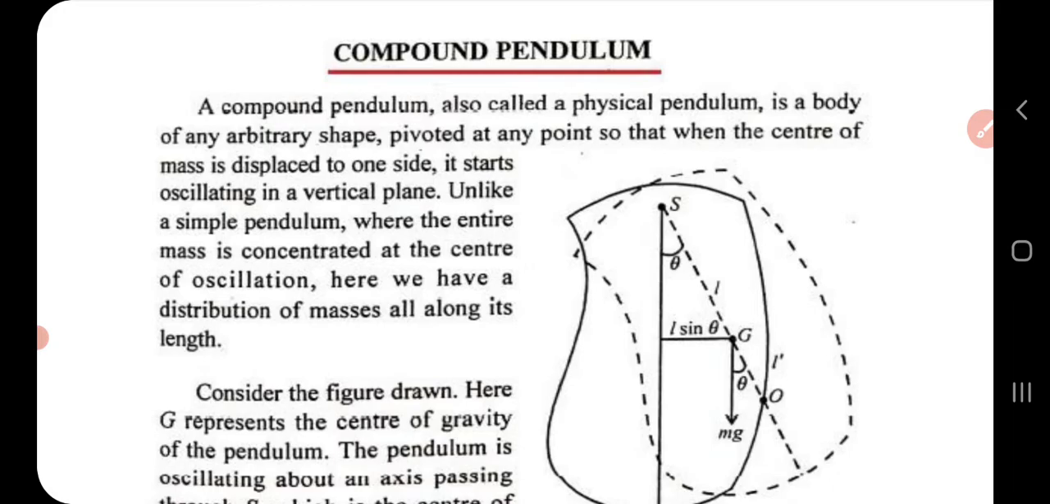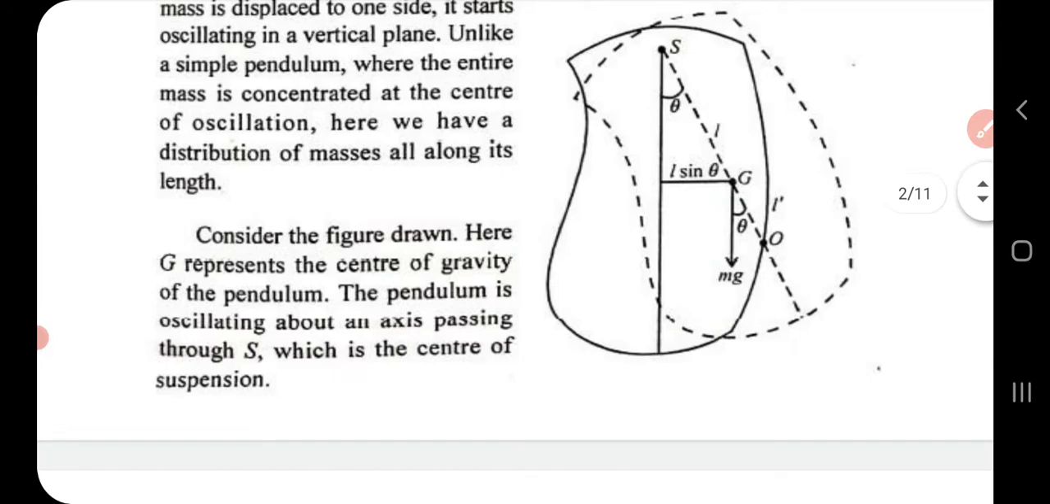But in the case of the simple pendulum, the entire mass was concentrated at the center of oscillation, right? But here, the entire mass is distributed throughout its length. The center of oscillation definition and all we have already discussed, so I am not discussing it.